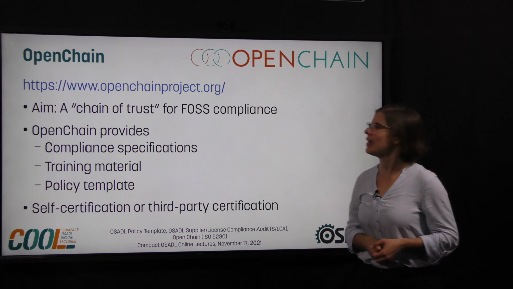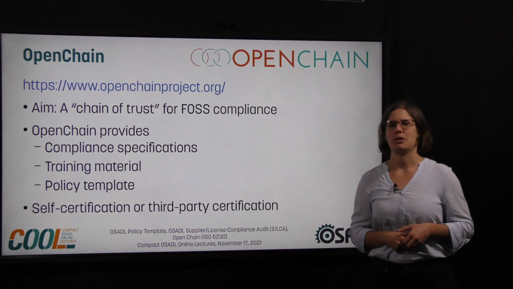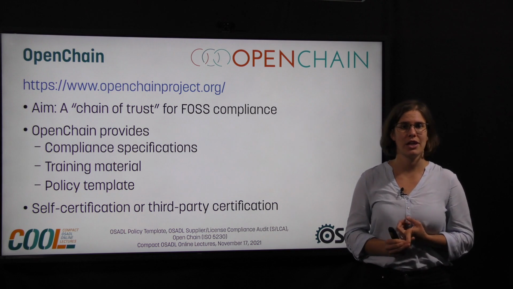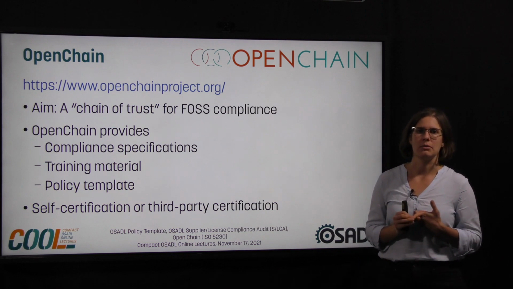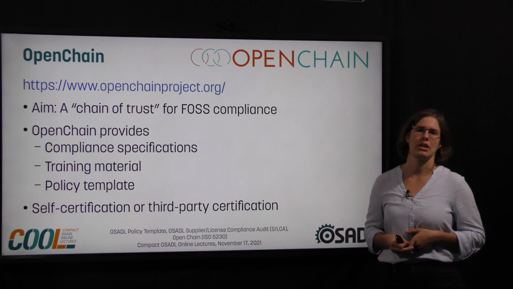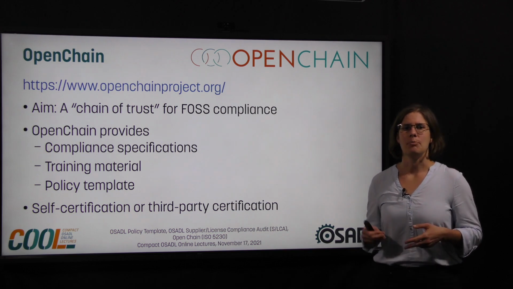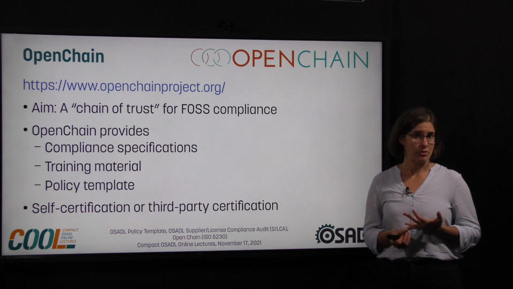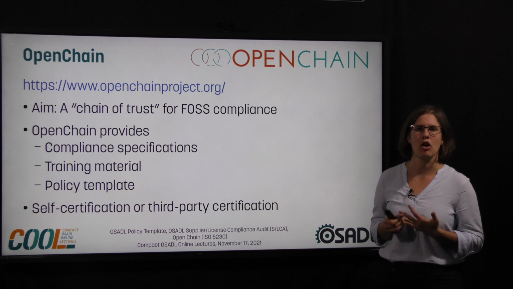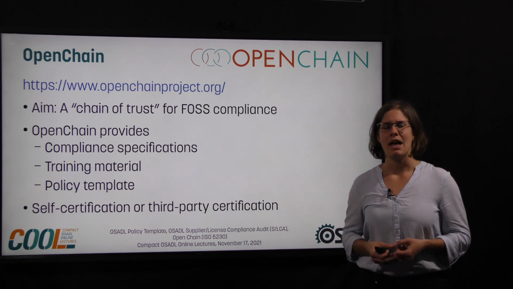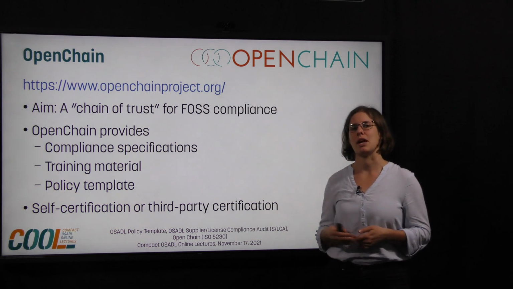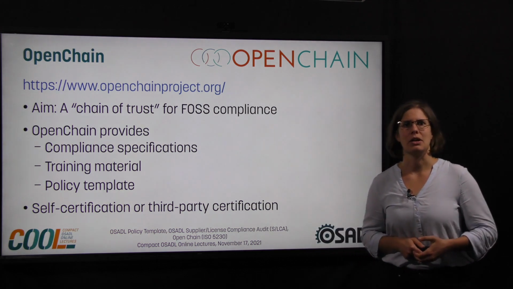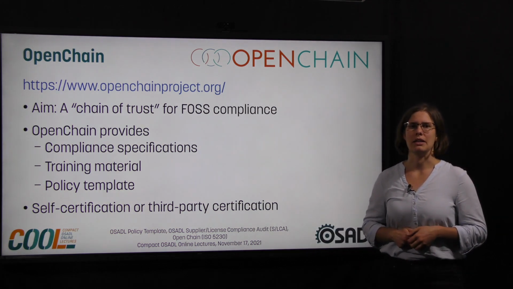You can find information on the OpenChain project on openchainproject.org. OpenChain provides the compliance specification first and foremost, the specification that has now also turned into an ISO standard last year. There is additional training material, very nice training material actually. They also provide a more compact policy template. And it is possible to do a self-certification for OpenChain compliance or even third-party certification, but we'll hear a lot more on this in the next talk.